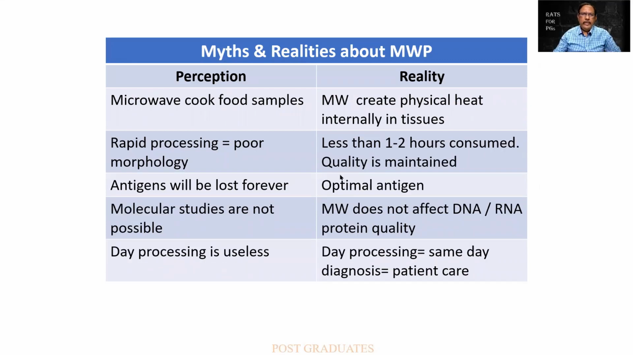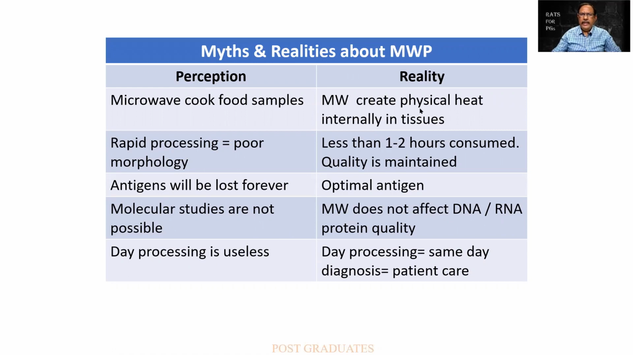This tabular column is important for you people. What are the myths and realities regarding microwave processing? The common perception, that is the belief, is it is used for food samples. Secondly, the rapid processing does not preserve the morphology of the tissues. Antigens will be lost. This cannot be used for molecular studies. And the day processing system is a waste of time. These are the common perceptions.